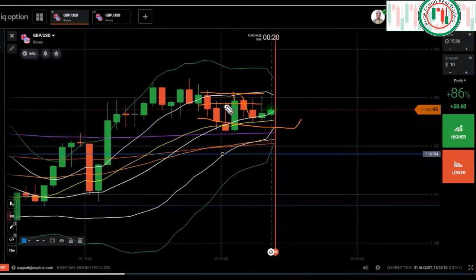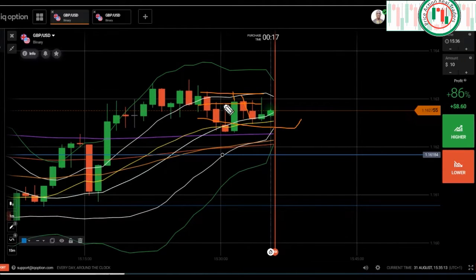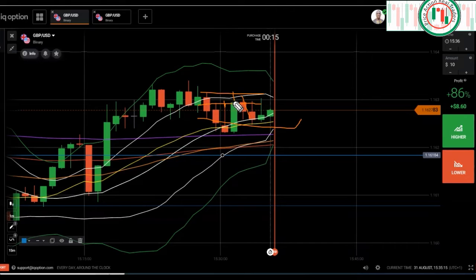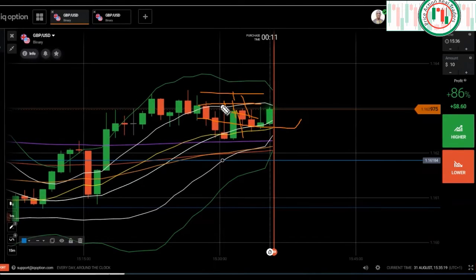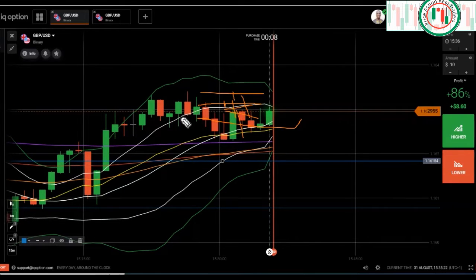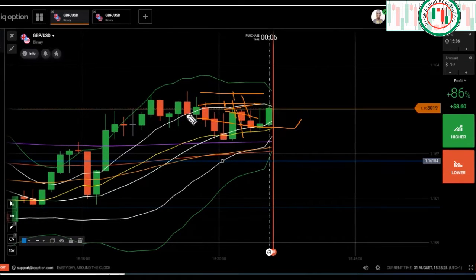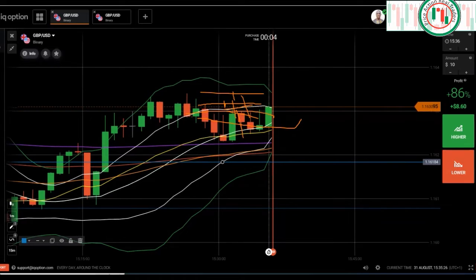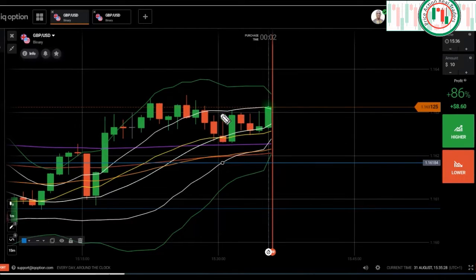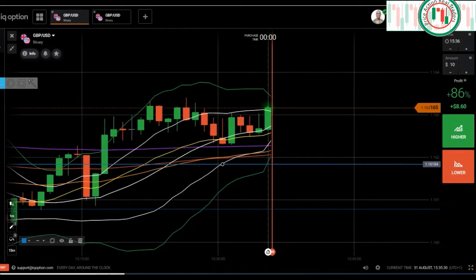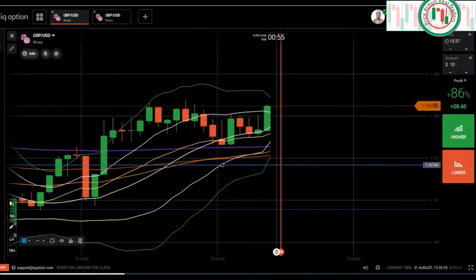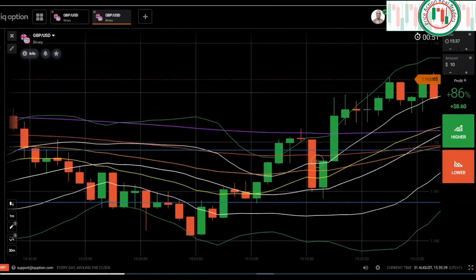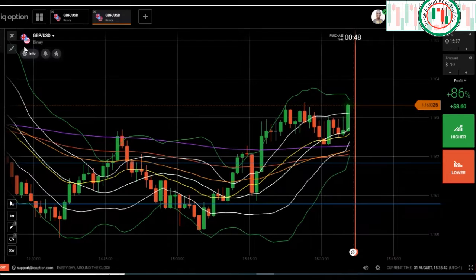Don't place trade on a touch like this one. If market touches or rejects down somewhere here, don't place put option. You wait for market to close inside or exactly here, then you place your trade. Then you wait for the breakout as well, then you place your trade. So that is the way that you trade ranging market. Let me check very well here.